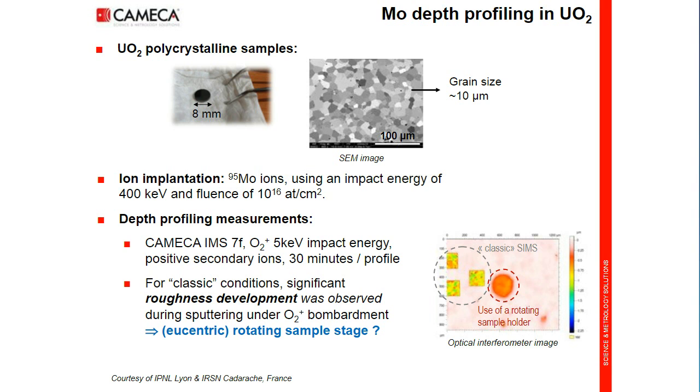This has been demonstrated especially for polycrystalline materials like metals, so it is likely also to occur in UO2 polycrystalline samples. Rotation of the sample during analysis is expected to minimize this roughness development effect. Can it work here?